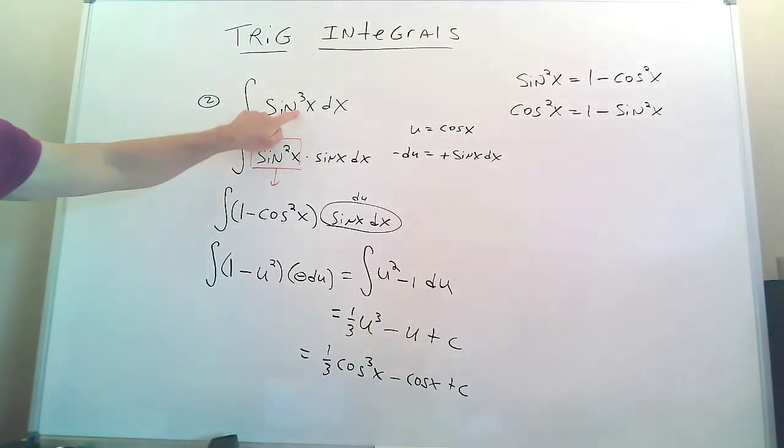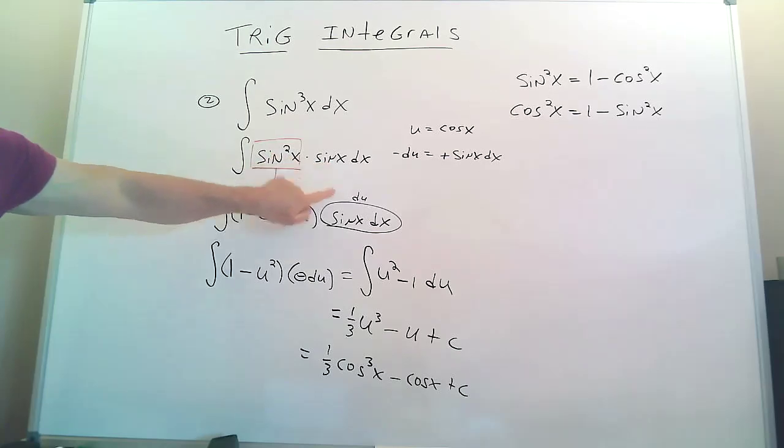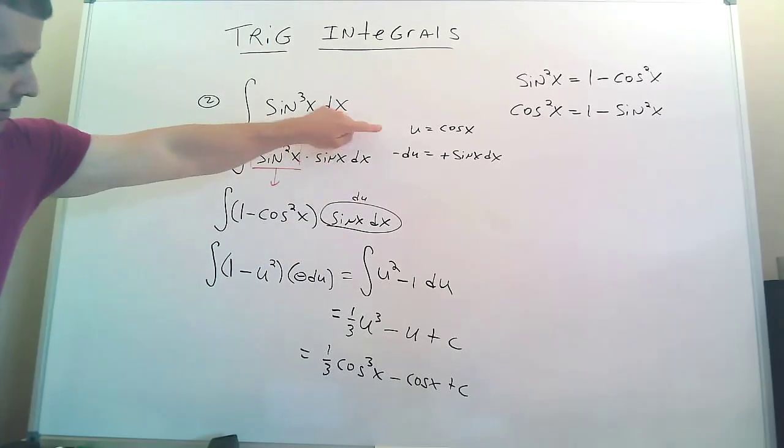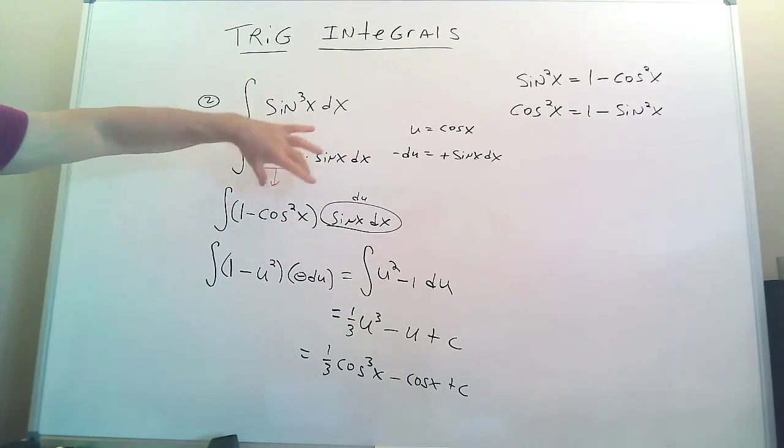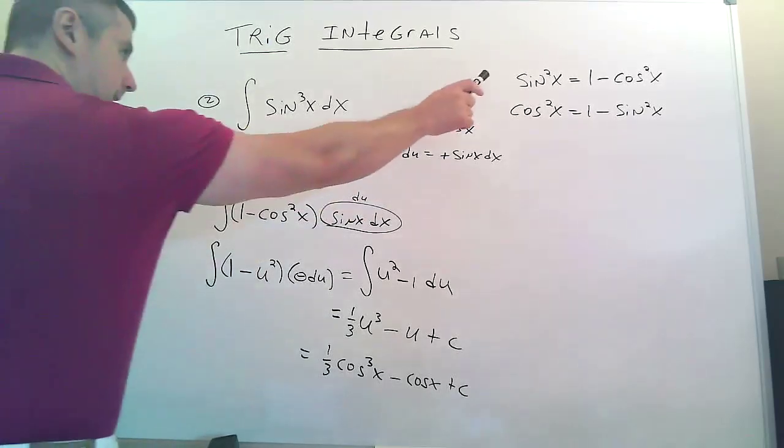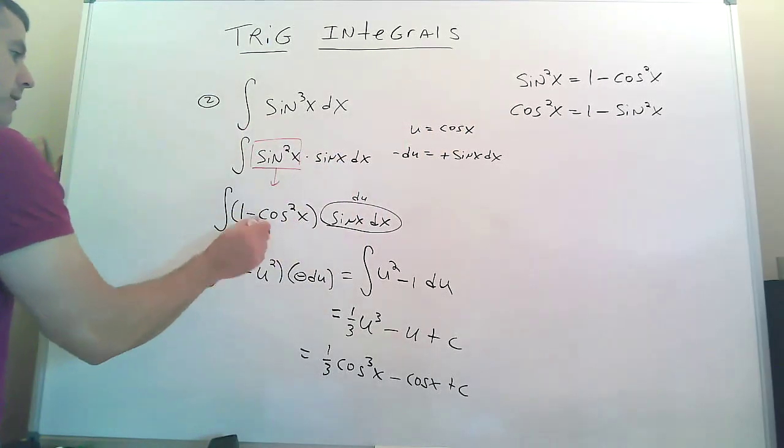All right. So same thing. It was odd. There was only one of them. Split it apart. That's my du. My u is the opposite. I use my trig identity right there to replace the sine squared.